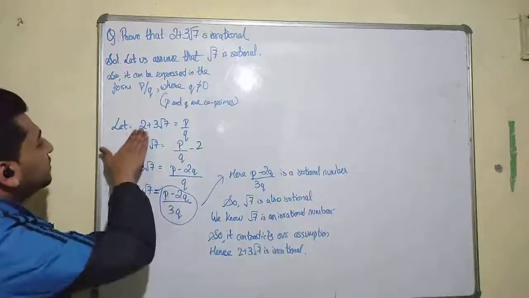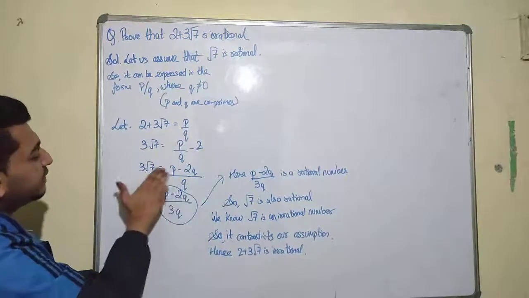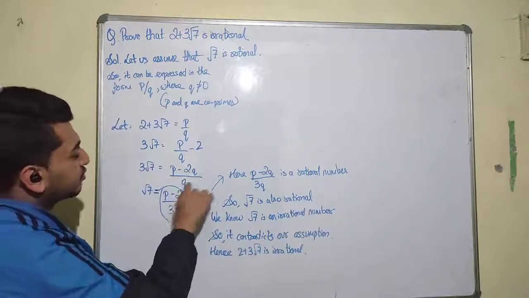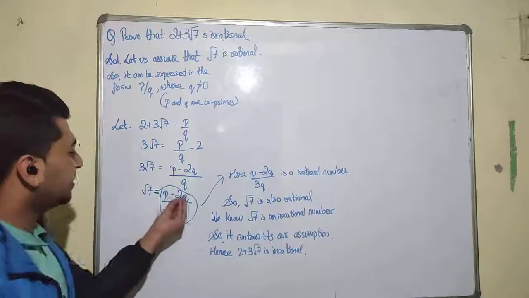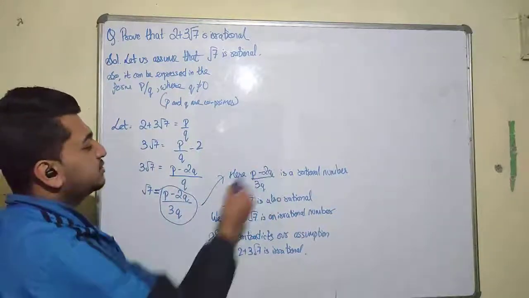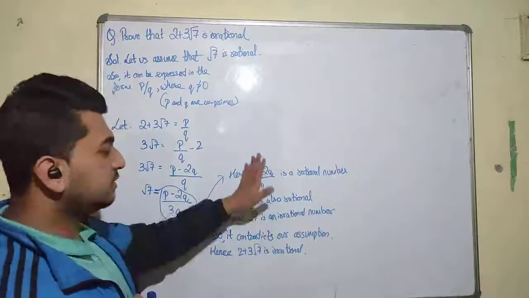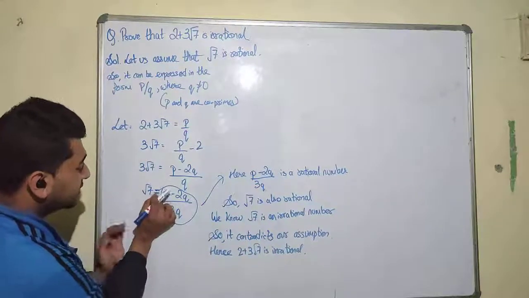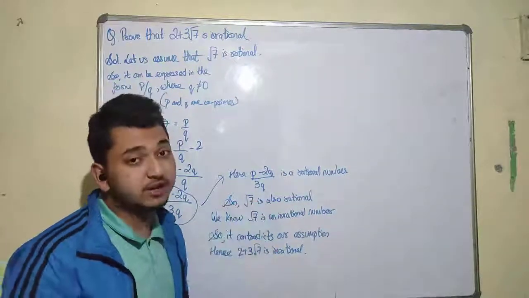Now we send this 2 out here. So minus 2. We find the LCM and get 3 root 7 equals p minus 2q by q. Then we send this 3 out here. So root 7 is equal to p minus 2q by 3q. From here we can see that p minus 2q by 3q is a rational number because it is in the form of p by q. So if this is a rational number, then root 7 is also rational.